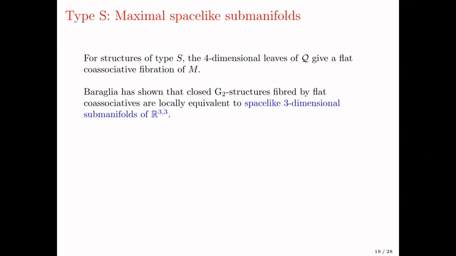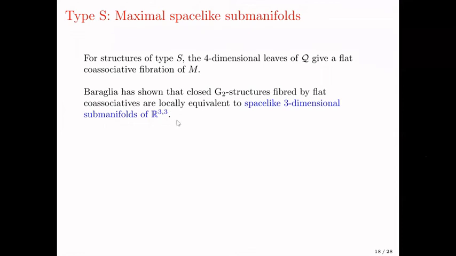So these structures of type S, these four-dimensional leaves of Q are flat co-associative fibration of M. So it turns out that the condition that A and N vanish imply that the curvature tensor of any of the four-dimensional leaves of Q completely vanishes. So we're in a very special case. In fact, we're in a case that's been studied before. Baralia has studied general closed G2 structures that are fibered by these flat co-associatives.